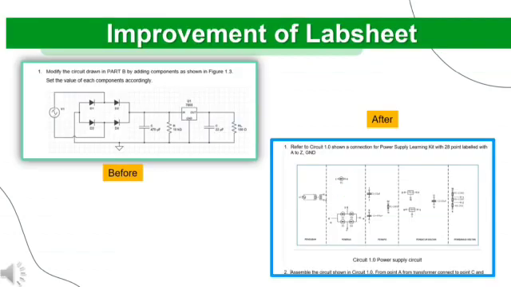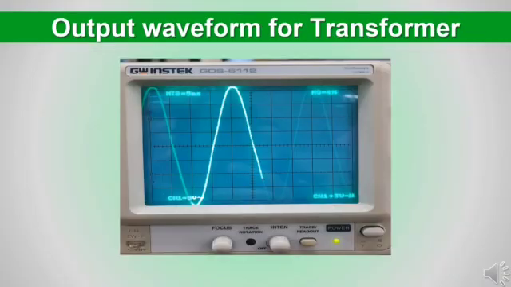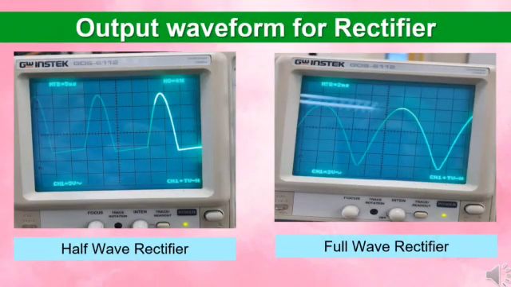As you can see, this is the improvement of the lab sheet. The before is a circuit that hasn't been divided into 5 blocks, and the after picture is the circuit that has been divided into 5 blocks. Next, this is the output waveform for the transformer. This is the output waveform for the rectifier, which has 2 outputs.